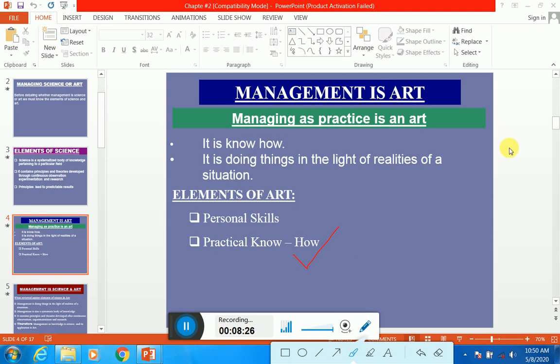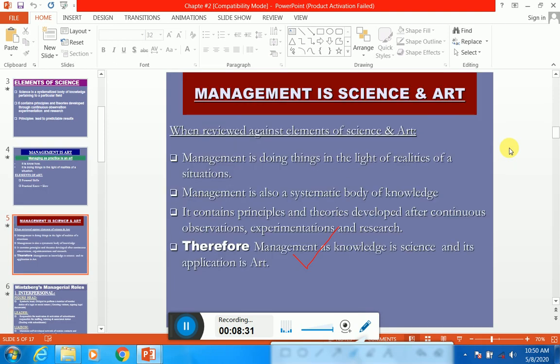Now that we study science and art, what is management? Simply stated, management in the light of science and art. Management simply means planning, organizing, staffing, leading and controlling. That whole activity is performed by your general management.